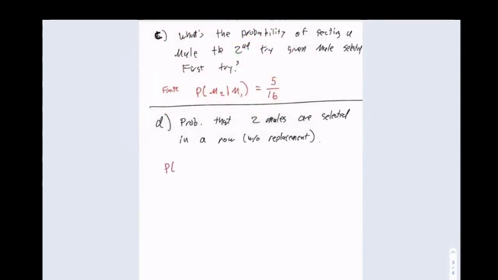Technically, this is asking you what's the probability I select a male in my first try and I select a male in my second try. Or I can say, and a male in my second one. These problems are much easier just done by keeping them as fractions. Okay.